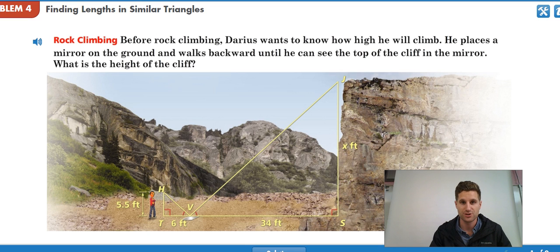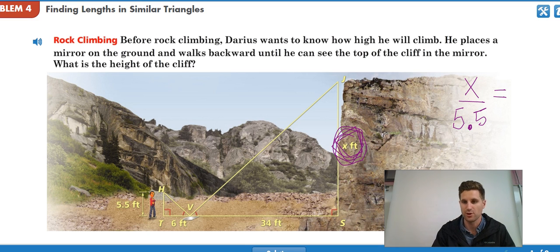So we are most interested in X right here, and we want to see if we can set up a proportion. And in fact we can. Since these are similar triangles, the height of him is going to correspond to the height of the cliff. Okay, so hopefully you're taking notes on how this is corresponding to our project. So I'm going to do the cliff triangle compared to the height of our little guy there, named Darius. And then we want to say, okay, so we went x to 5.5, then we're going to do 34 to 6. So the horizontal or flat piece, we are going to use 34 to 6 feet.